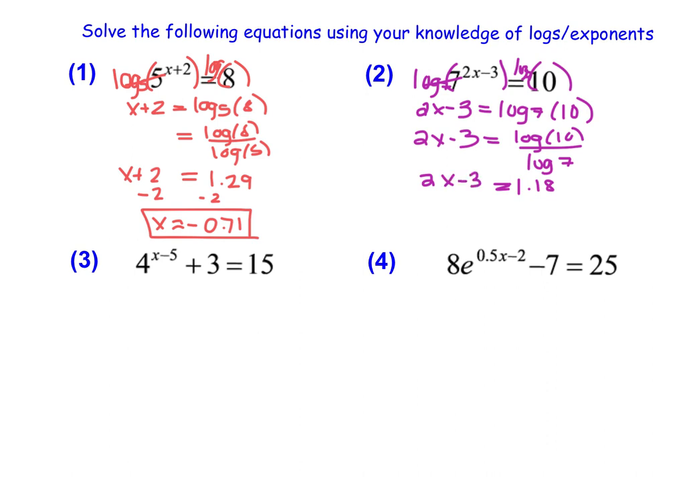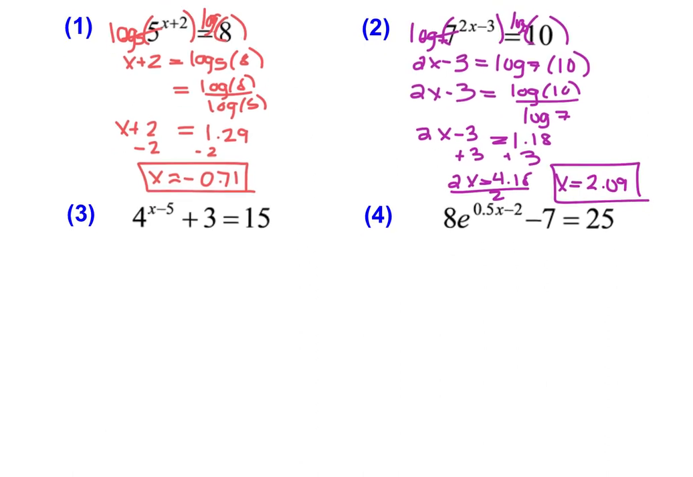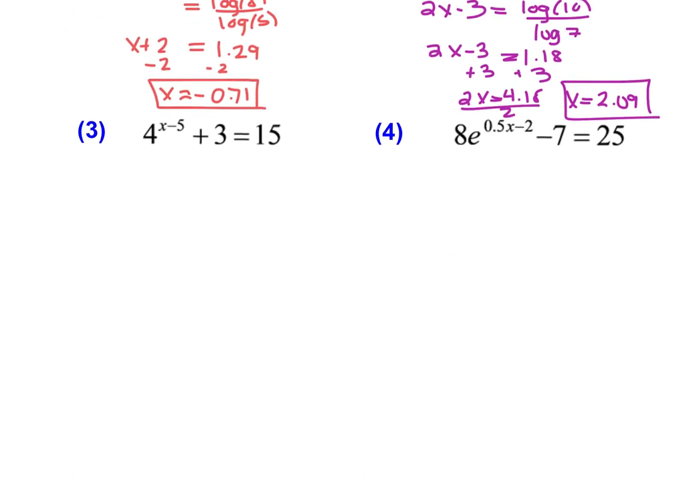We then are going to solve this like a normal equation. So we add 3 to each side, and we end up with 2x is equal to 4.18. Divide that by 2. We end up with an x value equal to about 2.09.